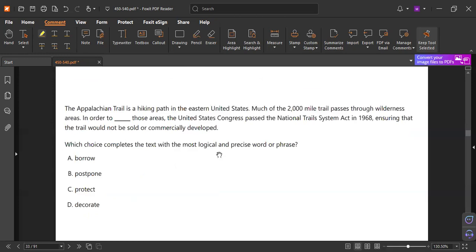What is next? I think it's A or C. Let's find the correct one. In order to do what? This is a preposition. In order to protect. I think it's C. Yeah, it's C, but who is going to do the action? The Congress. So the Congress passed the system, accepted, approved, endorsed it, to make sure that, so they want to protect, not to borrow. Right?